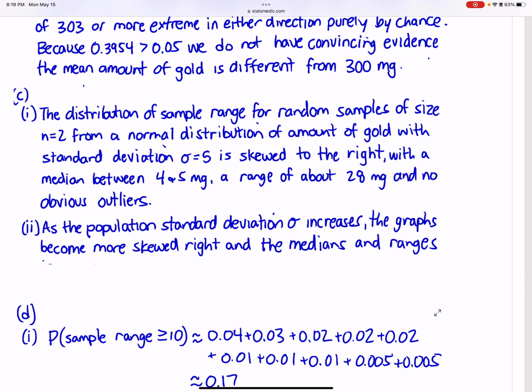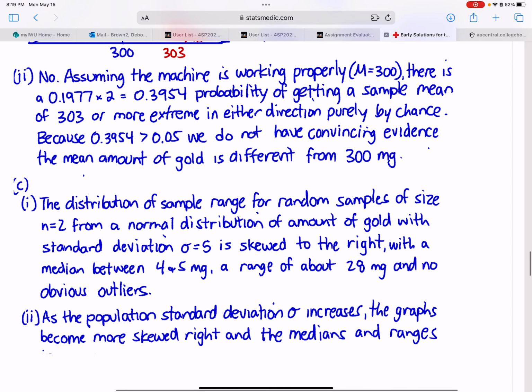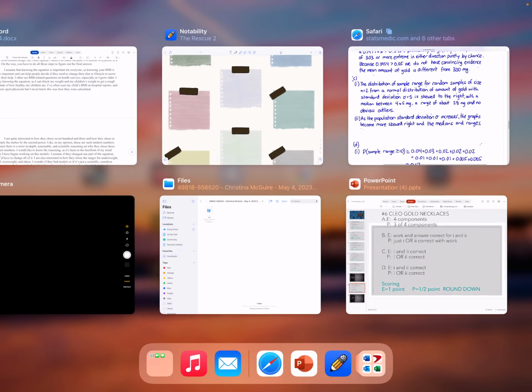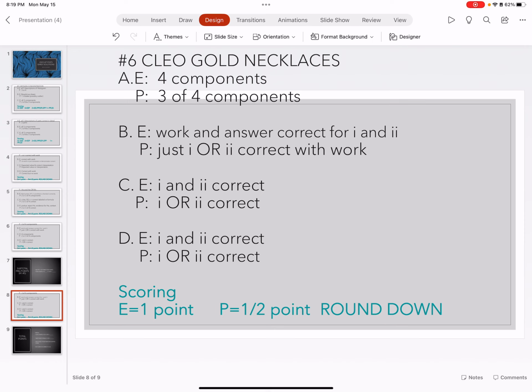And then number 2, as the population standard deviation increases, the graph becomes more skewed to the right. You could say the medians get further and the ranges get larger. I think that it would accept more skewed to the right, or ranges increase as well. So for this one, I have scored it, which I'm not really sure is actually how it'll be done, but I said if you got both of them correct, we're going to give you an E. If you got one or the other correct, that's going to be a P. I think when it actually comes to scoring, they're going to mix it up a little bit more, but for mock score sake, we'll just go with this.